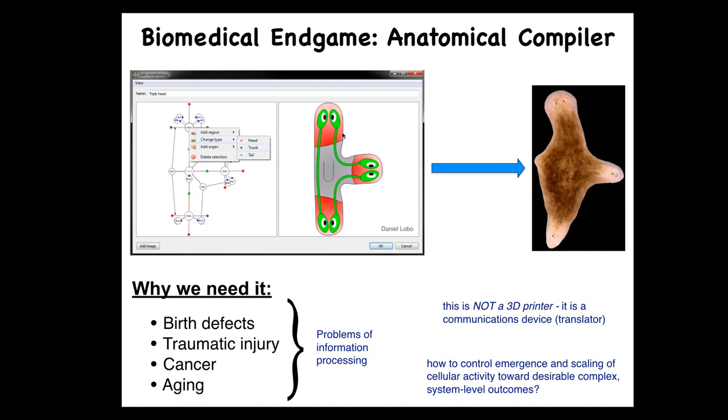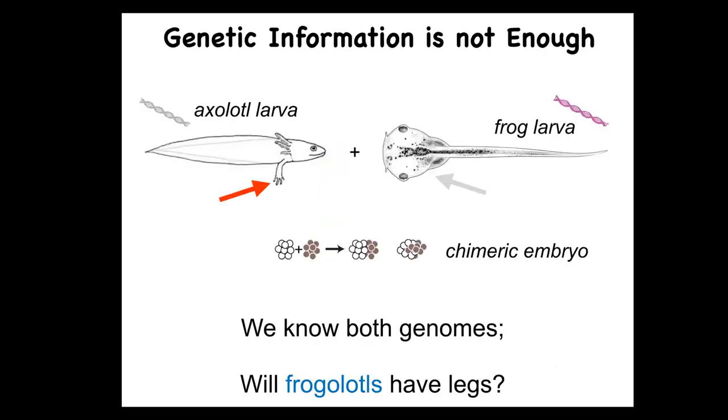Now, we don't have anything remotely like this. And you might ask why, because genetics and molecular biology have been advancing very rapidly in cell biology and so on. Why don't we have something like this? So I want to point out a very simple example. This is a baby axolotl, and baby axolotls have little legs. This is a tadpole of the frog. They do not have legs at this stage.